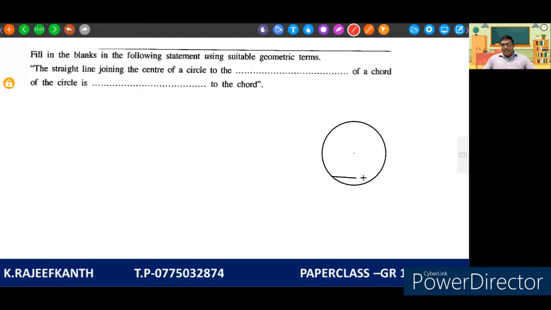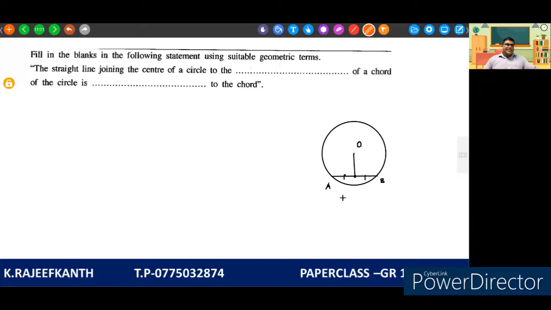Here I mark AB as a chord of this circle, and this center is O. If we join the center and the midpoint of this chord, that will be perpendicular to this chord AB. If we join the midpoint of the chord and the center of the circle, this line will be perpendicular to this chord. So that is the theorem.